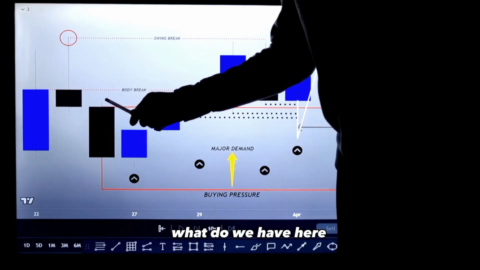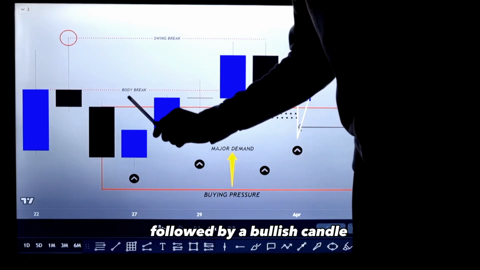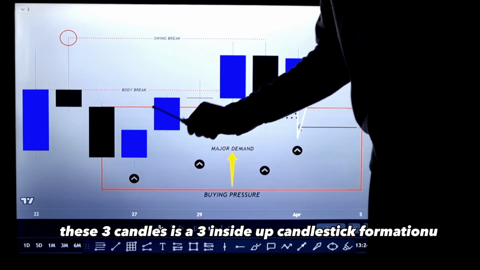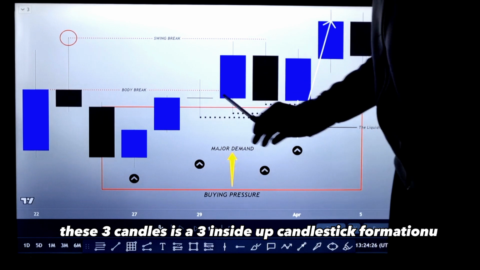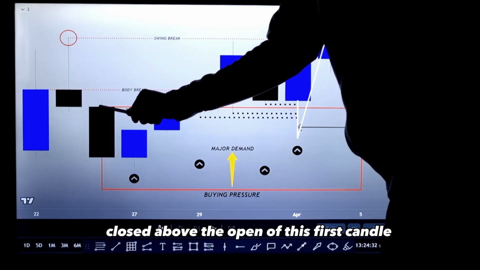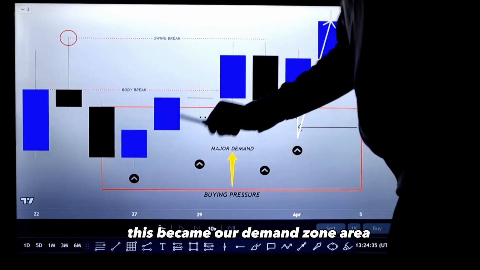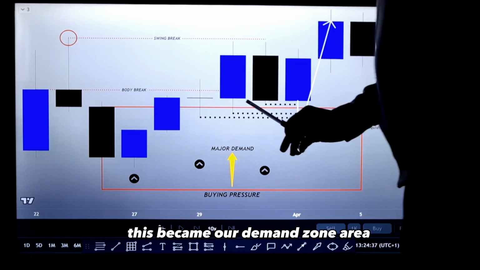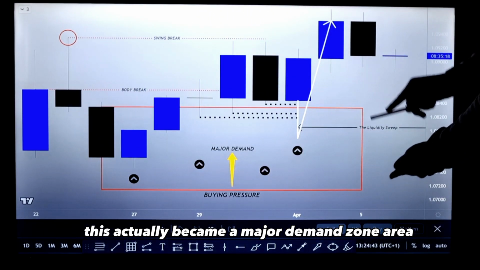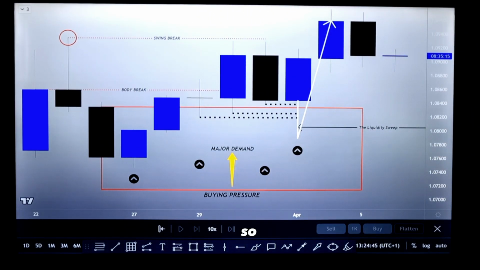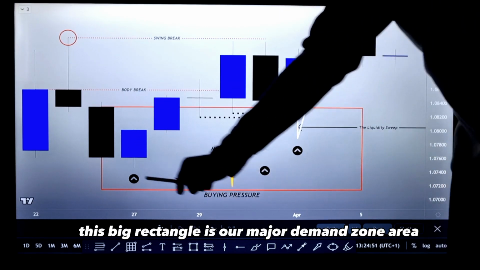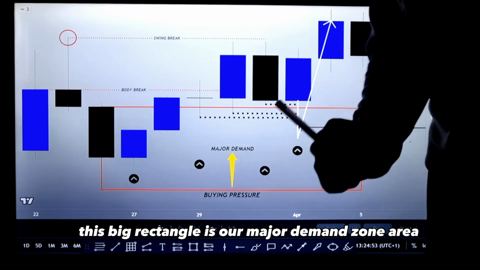So what do we have here? We have a bearish candle followed by a bullish candle and then another bullish candle. These three candles are a three inside out candlestick formation. As soon as this third candle closed above the open of this first candle, this became our demand zone area. Now, because we're on a daily time frame, this actually became a major demand zone area. So 1, 2, 3, that's our demand zone. This big rectangle is our major demand zone area.